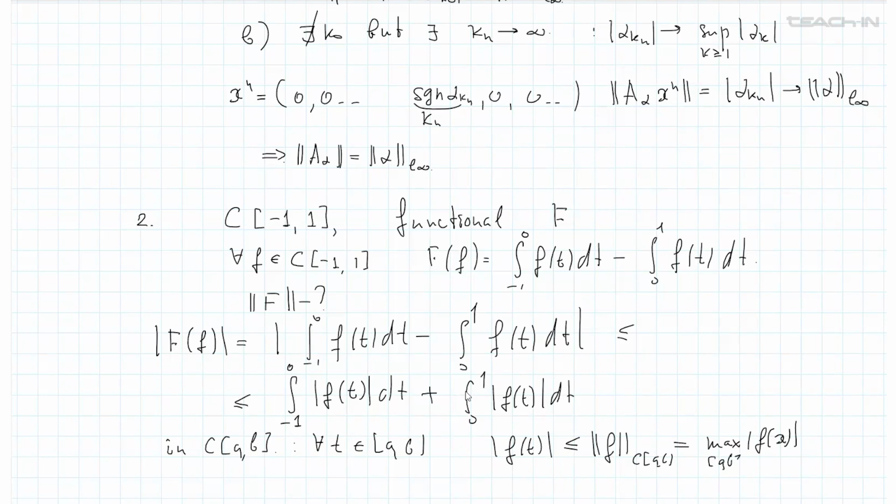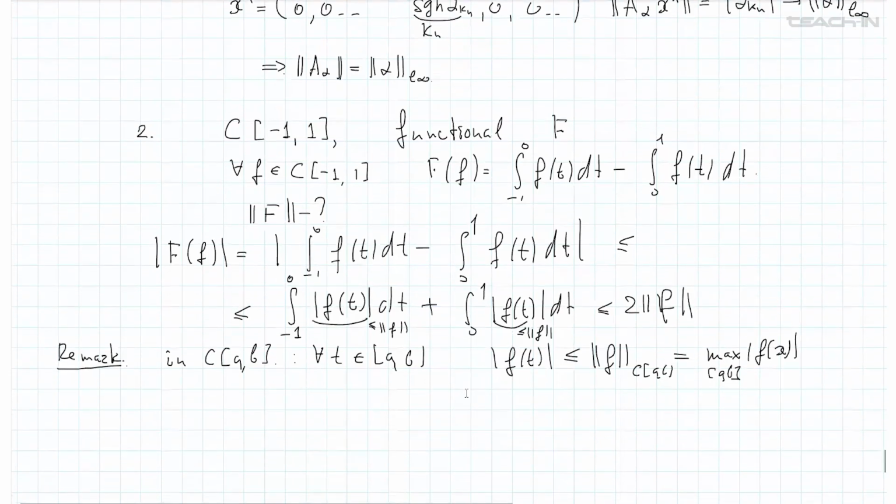If we use this, so it is a remark, because it is easy but important. So this is less than or equal to the norm, and this is again less than or equal to the norm. So our estimation is less than or equal to twice the norm. So what can we conclude? We can conclude that the norm of the functional is less than or equal to 2.